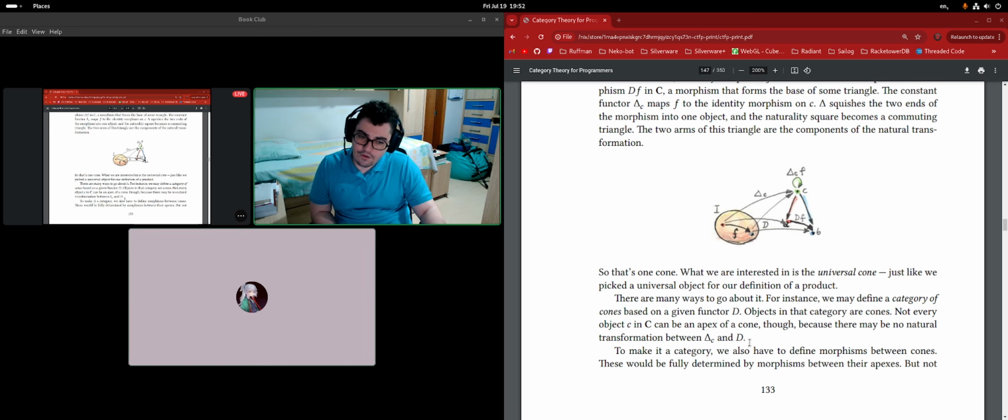Actually, not really though. Let me think for a moment. I don't think that I follow this. Because to have C as the apex of the cone, you only need to have delta C. You don't need to have the natural transformations between it and D. No, you do need them, because that's what gives you the cone, not the apex of it.